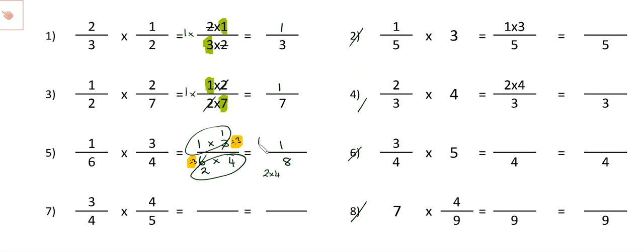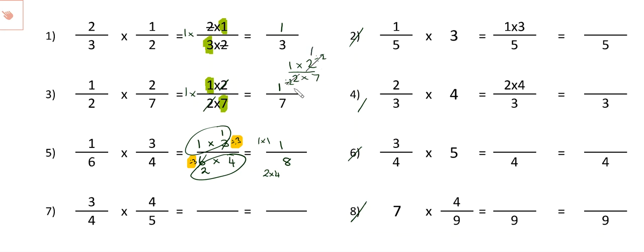Now, here's this one. Remember, let's do this slightly different. If I've got 1 times 2 and 2 times 7, if I divide that by 2 and divide that by 2, what do they become?